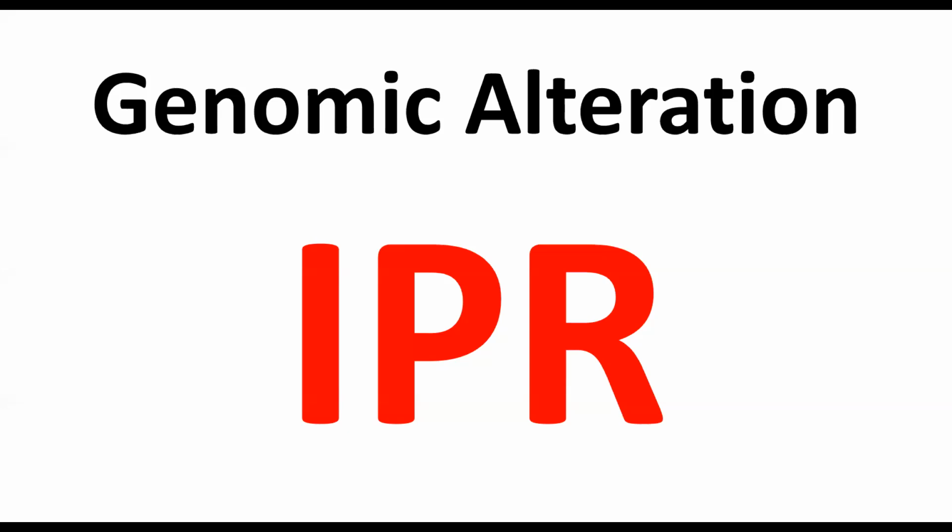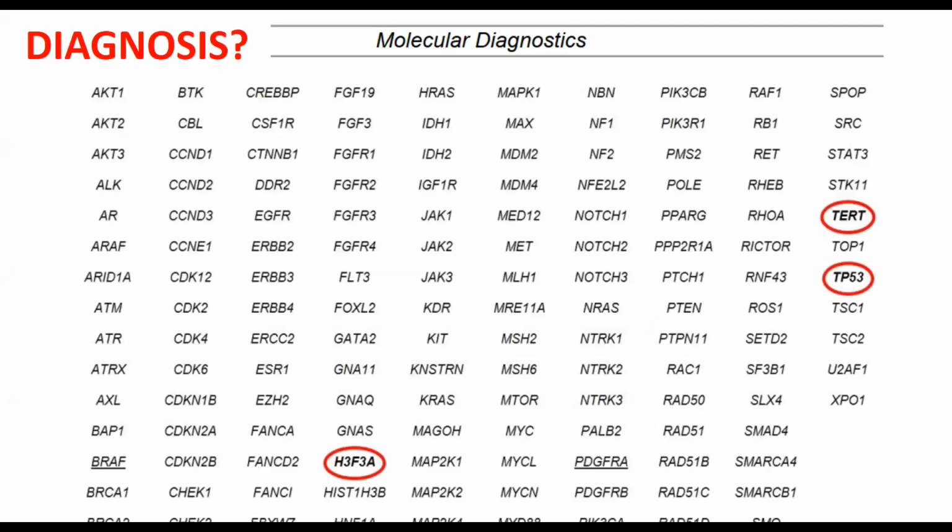Okay, we're still warming up here. Let's do a genomic alteration IPR. That's kind of a fun thing that we do. You ready? Okay, and what I want is a diagnosis. Here we go. What's your diagnosis? I'll say the most likely diagnosis, the most common diagnosis. What is at the top of your list for a diagnosis here?